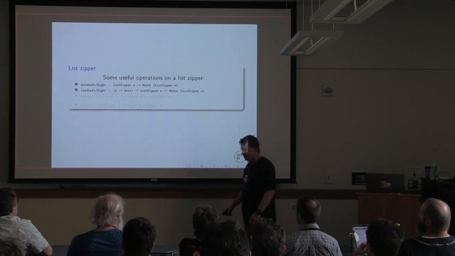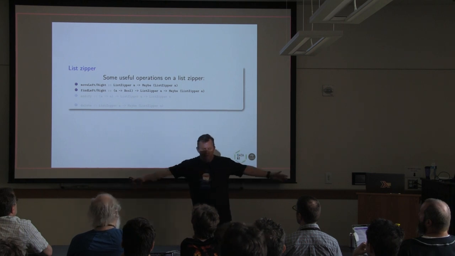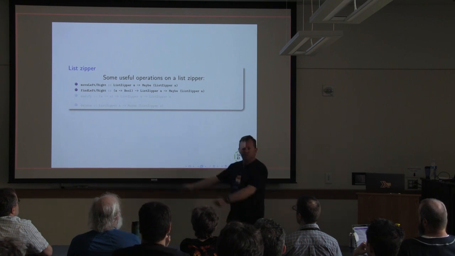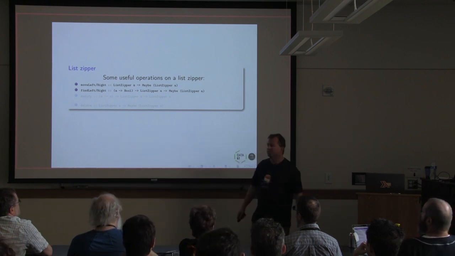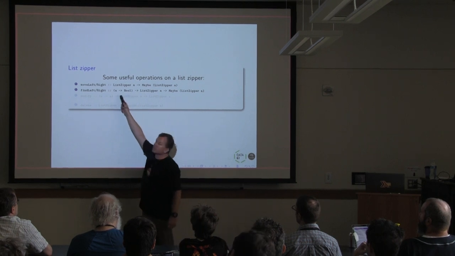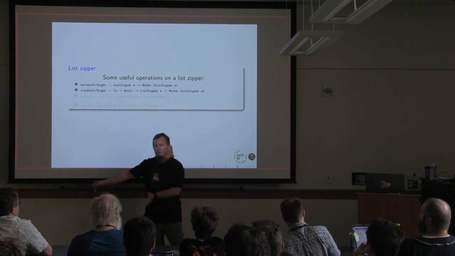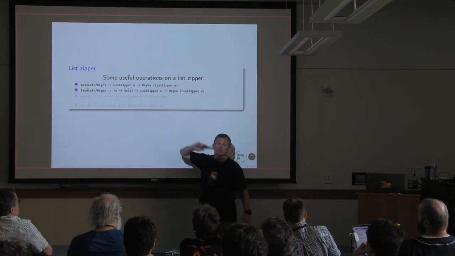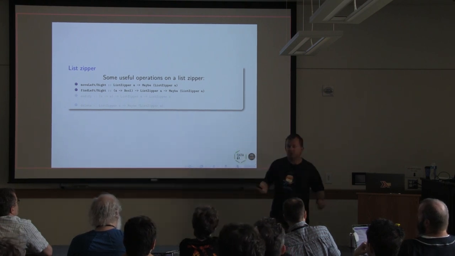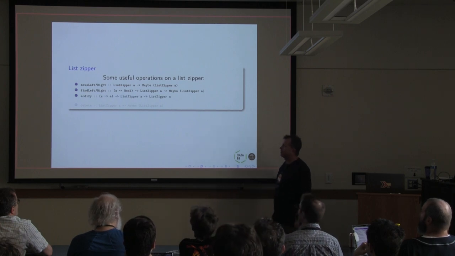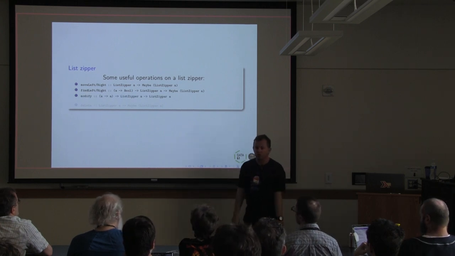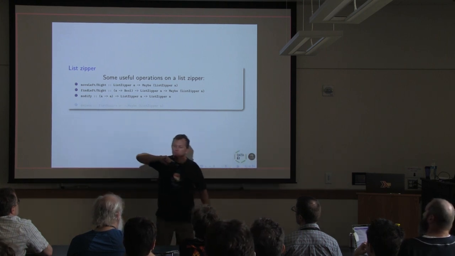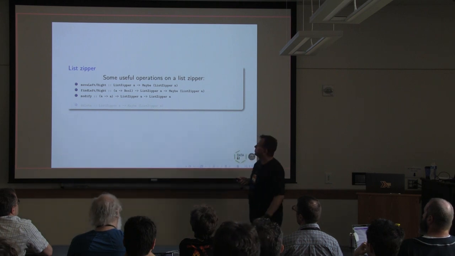We could say something like, wherever I am on the zipper, wherever the focus is, move right until you find the first even number. For example, the predicate there. Until, move the focus until I find a focus that matches that predicate. Or maybe I just never find it. So that's another useful operation. I could say, modify my focus, add one to it. So given a zipper and a function to modify the focus, give me back a new zipper.